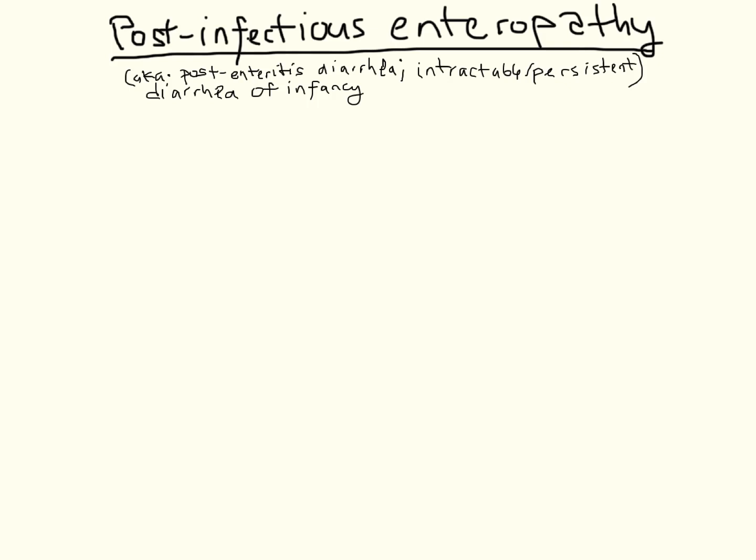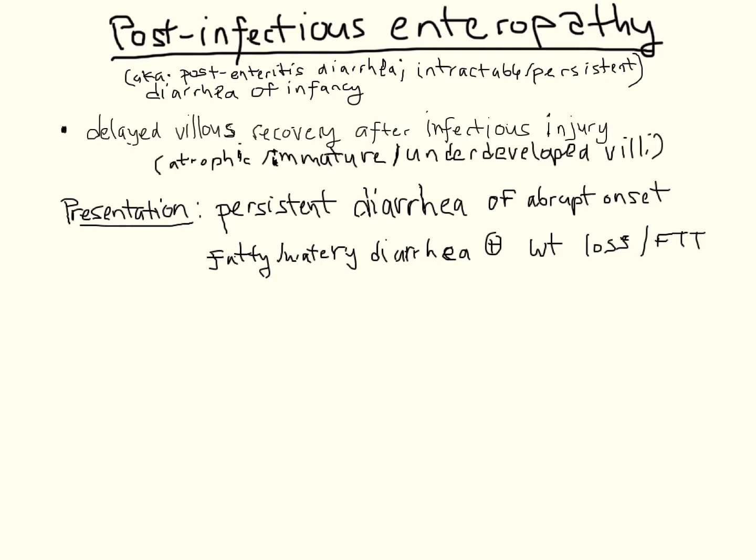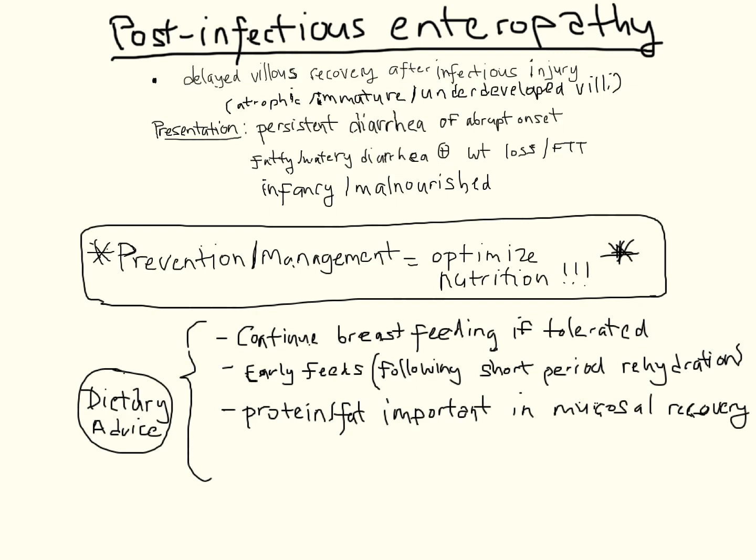As all of them imply, the patients present with persistent diarrhea after an apparent acute gastroenteritis. However, such patients often have fatty diarrhea or watery diarrhea with weight loss. The evidence suggests that these patients have a delayed recovery after an infectious injury, with immature, underdeveloped, or atrophic villi in the interim. The biggest risk factor for this condition is pre-existing malnutrition, and in industrialized countries it mainly affects infants because they are more susceptible to malnourishment during acute illness. Thus, both treatment and prevention are based on avoiding suboptimal nutrition, and primary care providers have a crucial role here.